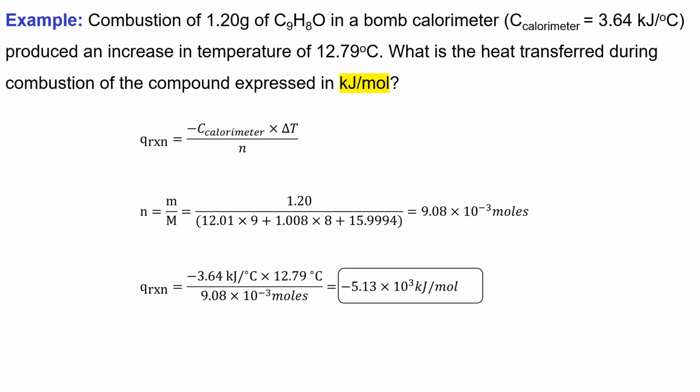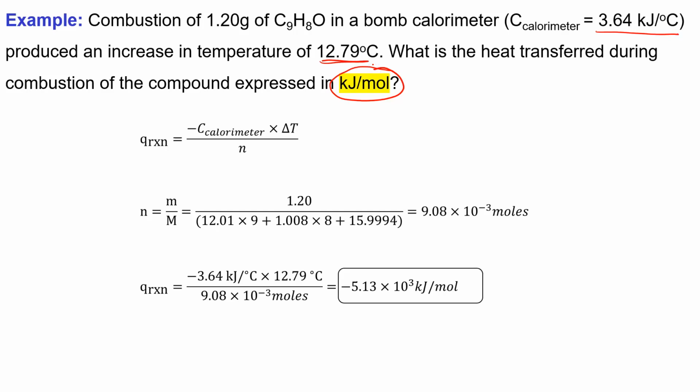So here's an example calculation using some bomb calorimeter data. The problem reads, combustion of 1.20 grams of C9H8O in a bomb calorimeter, and then it gives you the heat capacity of the calorimeter in kilojoules per degree Celsius, produced an increase in temperature of 12.79 degrees Celsius. And that's not surprising, right? When you burn something, it's going to release heat. What is the heat transferred during combustion of the compound expressed in kilojoules per mole?